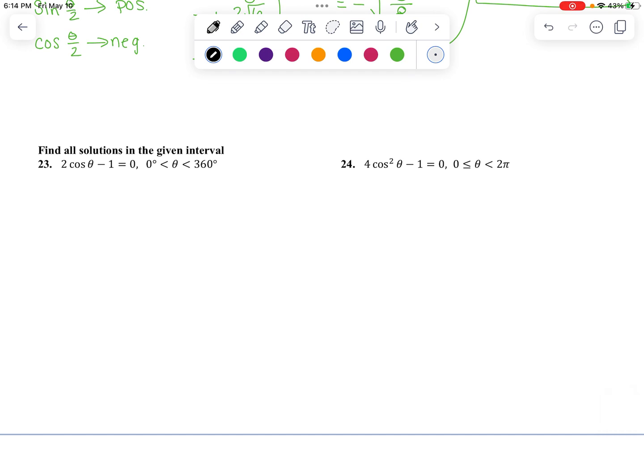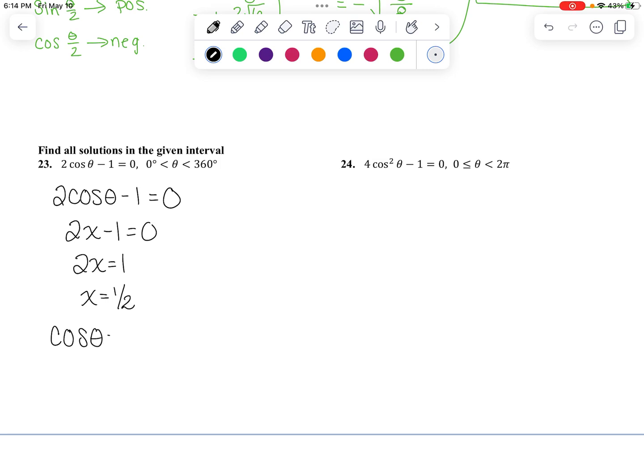Last thing we have is solving. To solve, you want to get the ratio alone. This looks like 2x minus 1 equals 0. So I'd add the 1. I'd divide by the 2. But I remember it was cosine, not x all along.